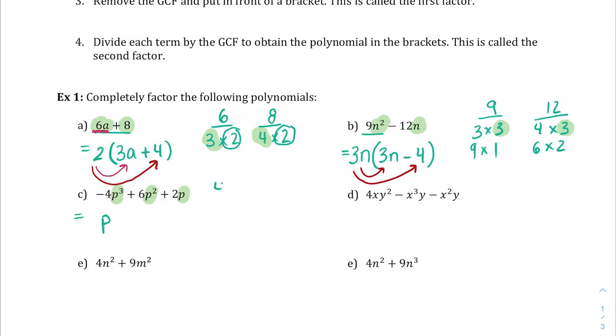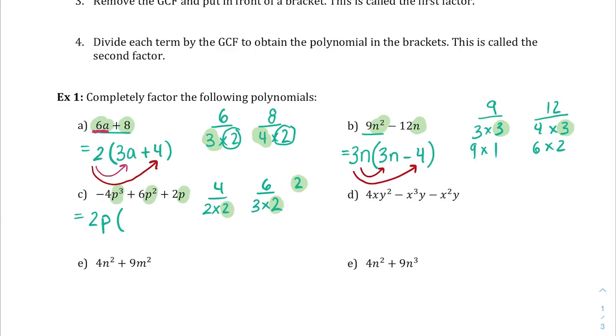Then you look at the constants. So we have 4, 6, and 2. 2 is already the lowest, so you cannot find another number because it's already a prime. 6 can be written as 2 primes, 3 times 2. And 4 is 2 times 2. So what is the greatest common factor? Will be 2 itself. So let's factor out 2p.